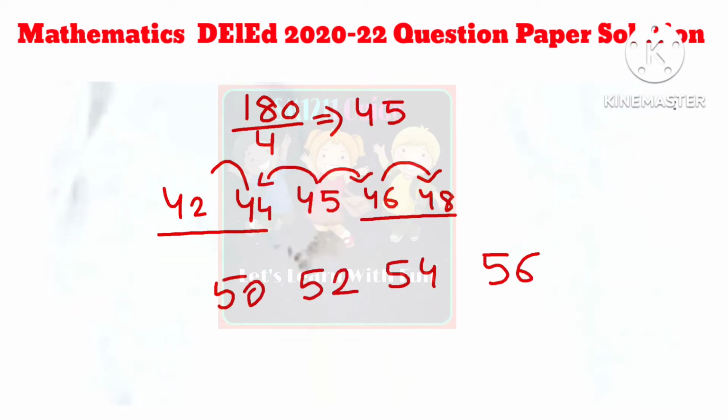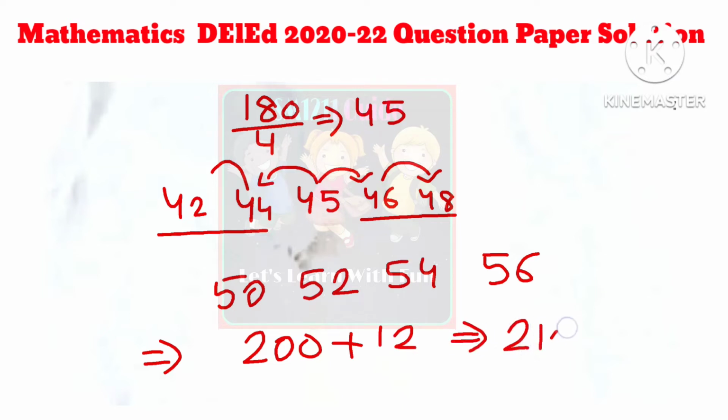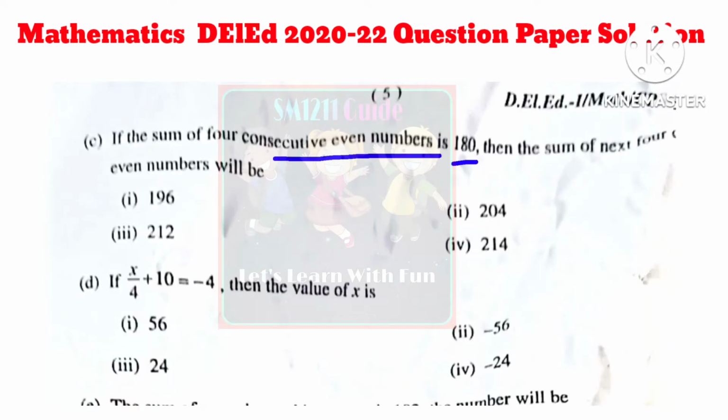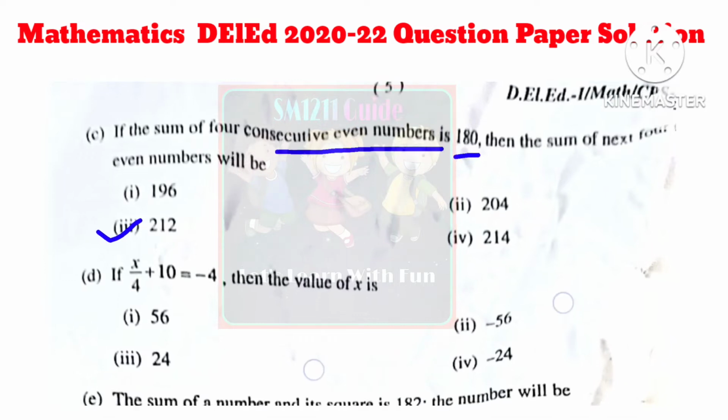And here we are asked to find out the sum. So 50, 50, 50, 50 will give you 50 into 4, that is 200. 200 plus 4 plus 2 is 6. 6 plus 6 is 12. So your answer will be 212 over here. So option number 3 is our correct answer.